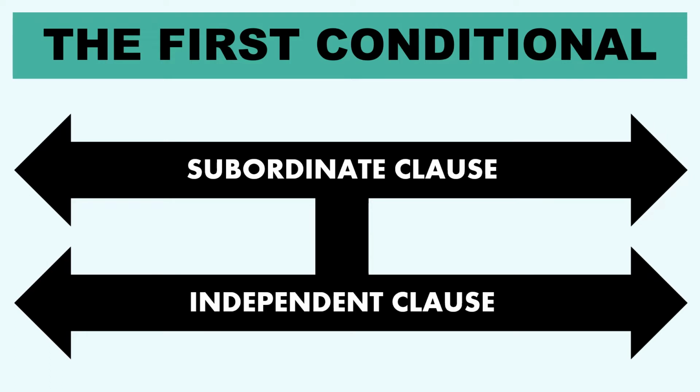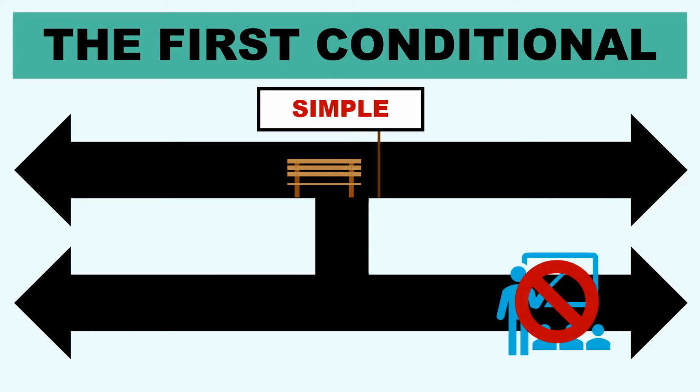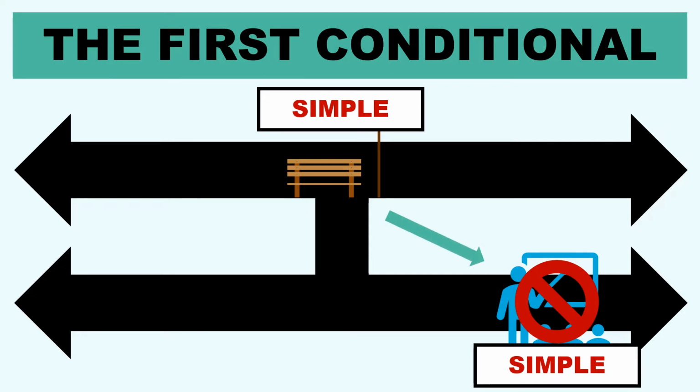Let's visualize this in the timeline again. We've got our subordinate clause and our independent clause. If the bus is late, simple present tense, then that will have an impact on the independent clause. I will miss class, and that will be simple future tense. And again, that simple present action is having an impact on the future.